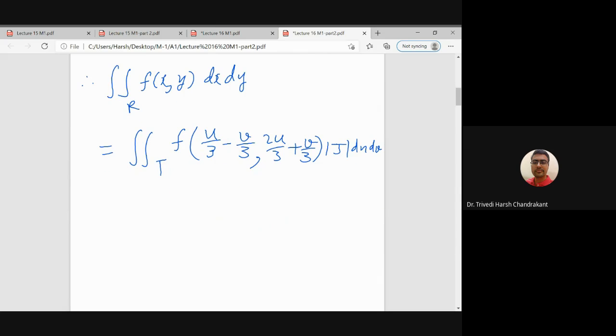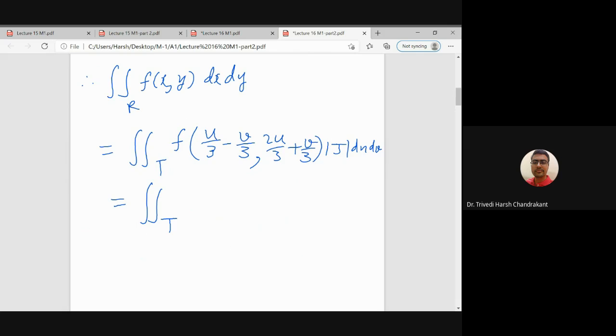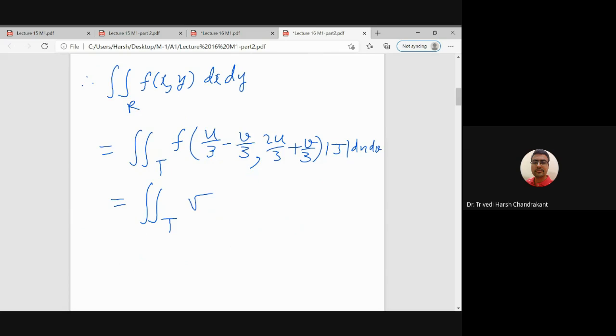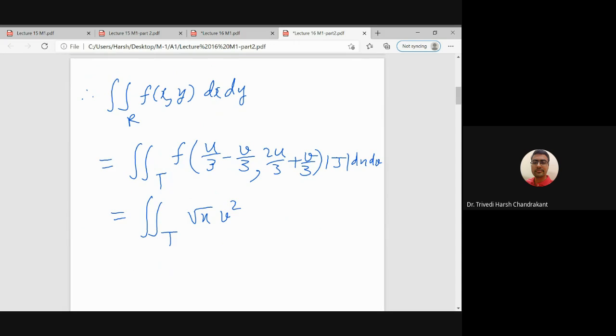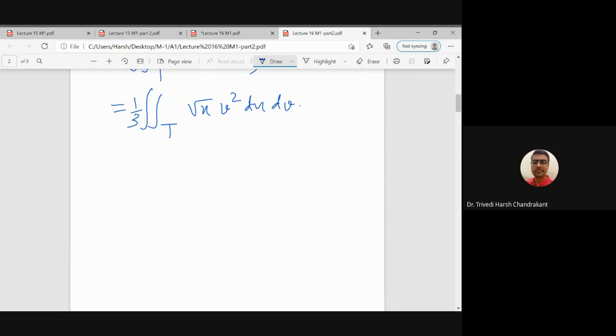Right. So that will be nothing but the double integral of our function, which is square root of x plus y. So x plus y is the sum of these two, and we know that x plus y is u. So it will become square root of u times v squared, times the modulus of the Jacobian, which is 1/3, du dv. What we have not done so far is find the region T. So let us find the region T now.